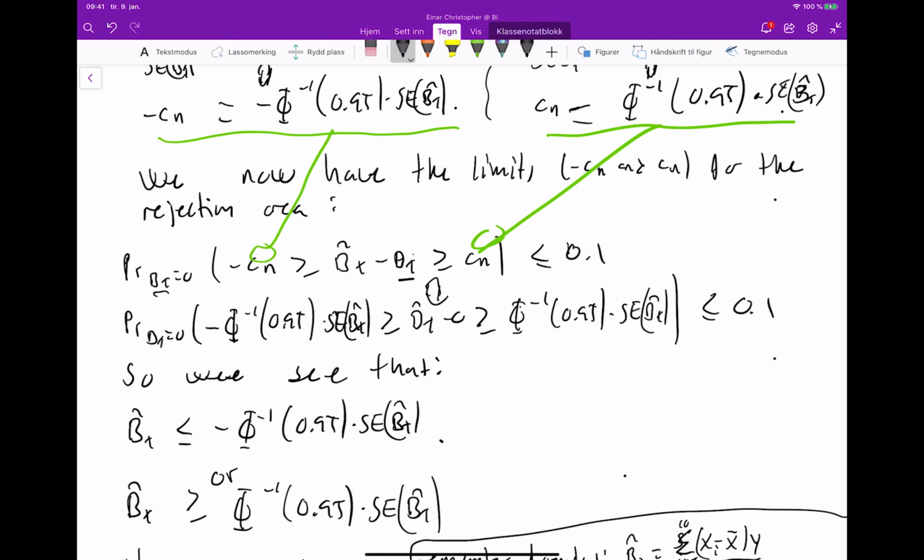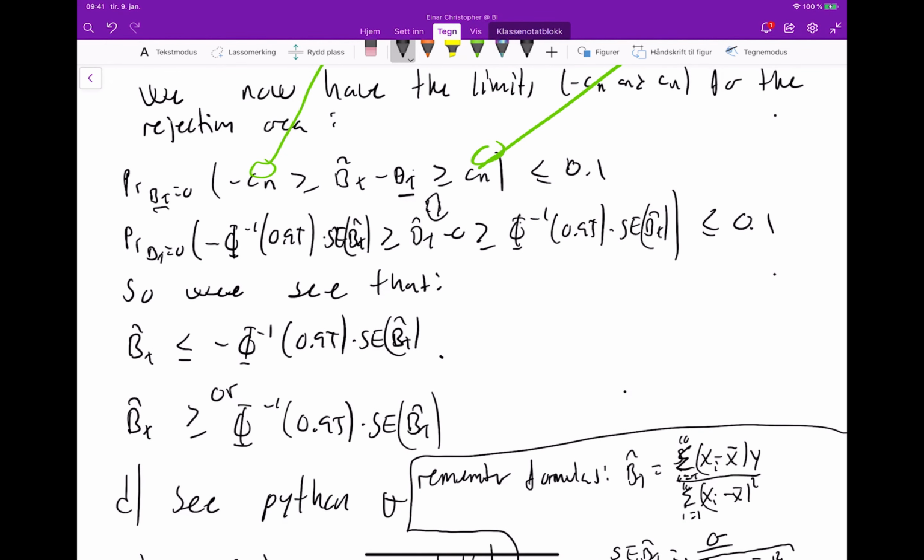So then we see that beta 1 hat must be less or equal minus phi inverse of 0.95 times the standard error of beta 1 hat, and beta 1 hat must be bigger or equal phi inverse of 0.95 times standard error beta 1 hat if we shall reject H0.